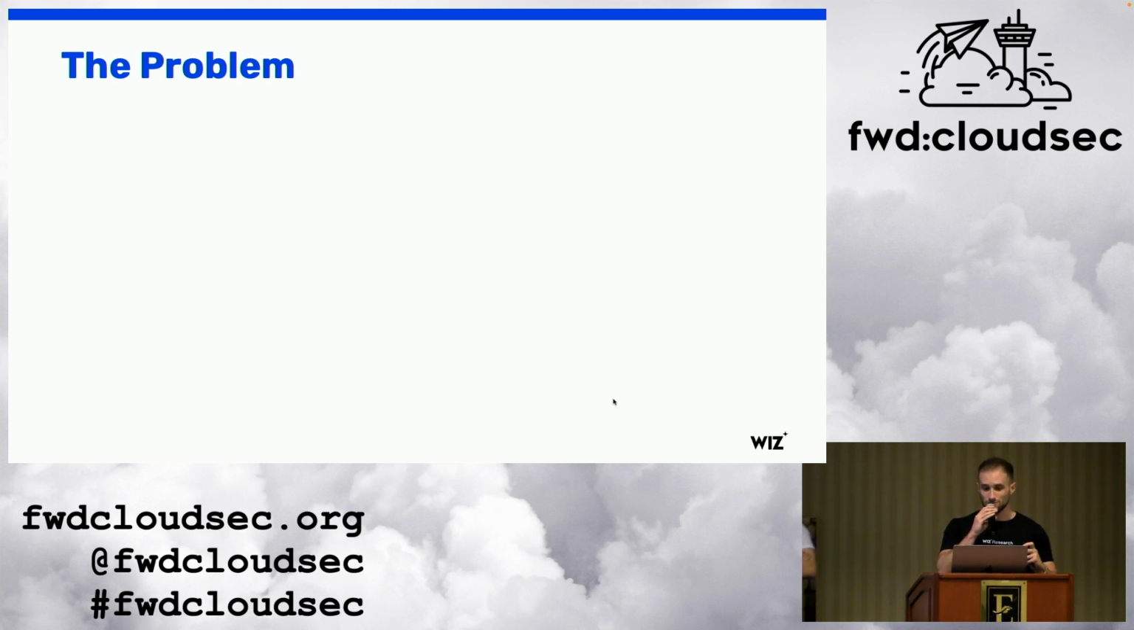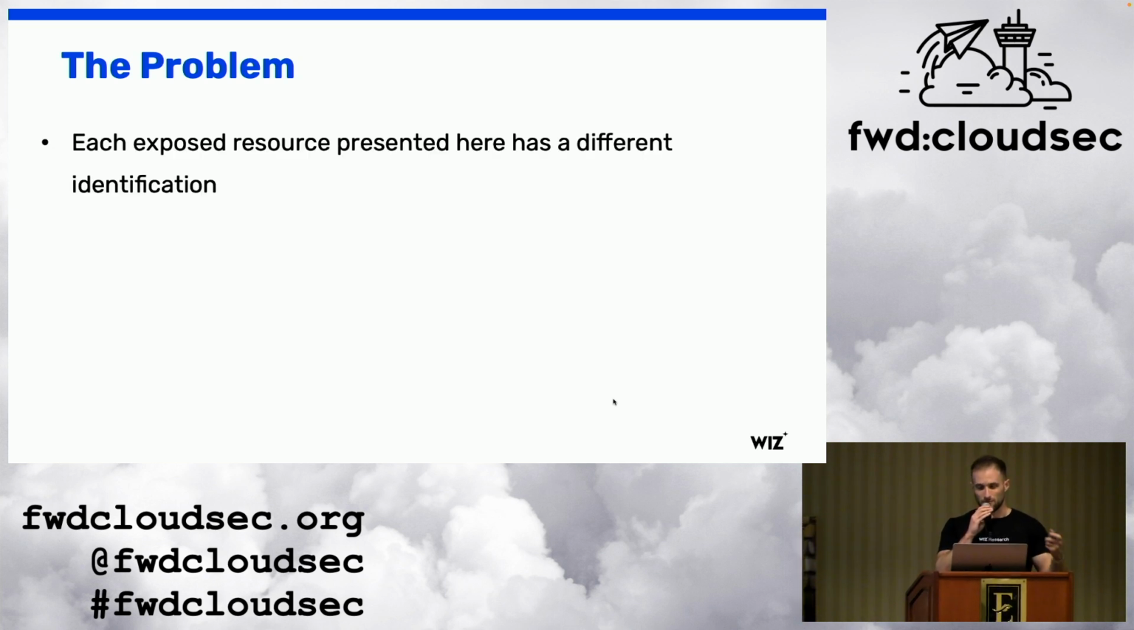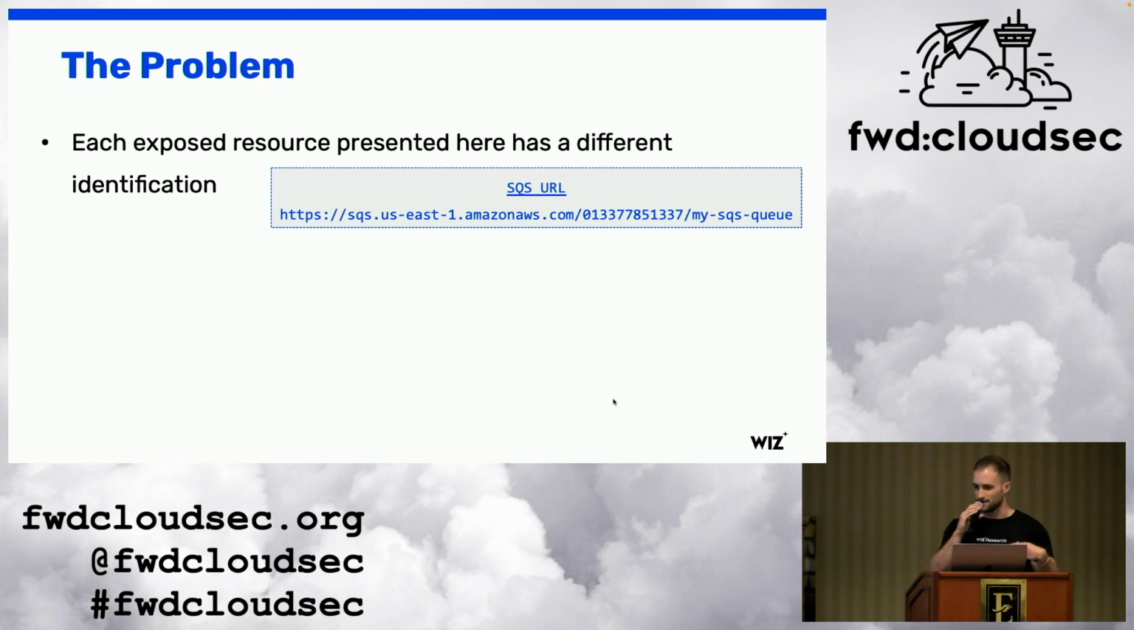But this is easier said than done, because scanning for all of these resources is quite a difficult thing to do. For instance, one reason is because each of these resources has a different kind of identification mechanism, where an S3 bucket is essentially a domain, and an SQS queue and a SAS token are both full-blown URLs, or ARNs. And when it comes to Cognito, it's just a UUID.